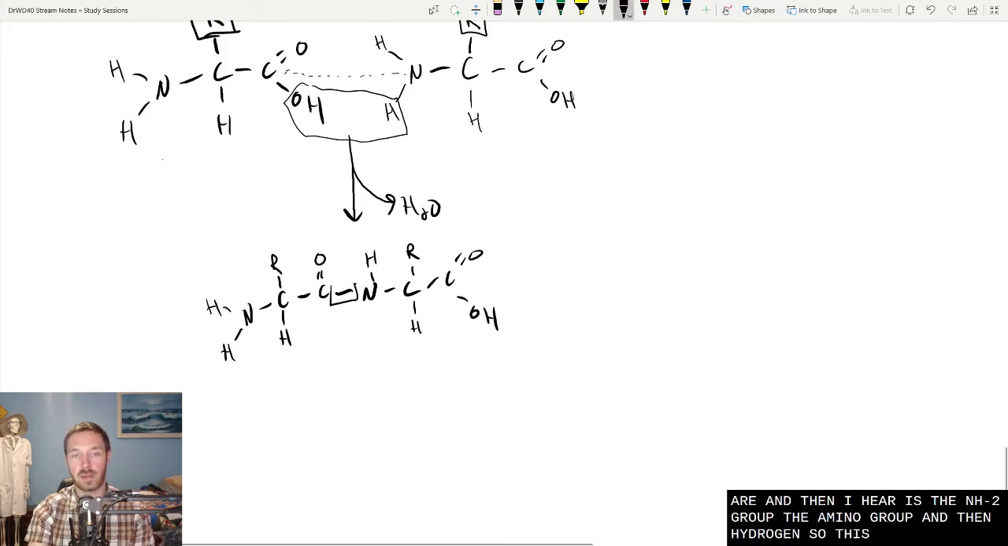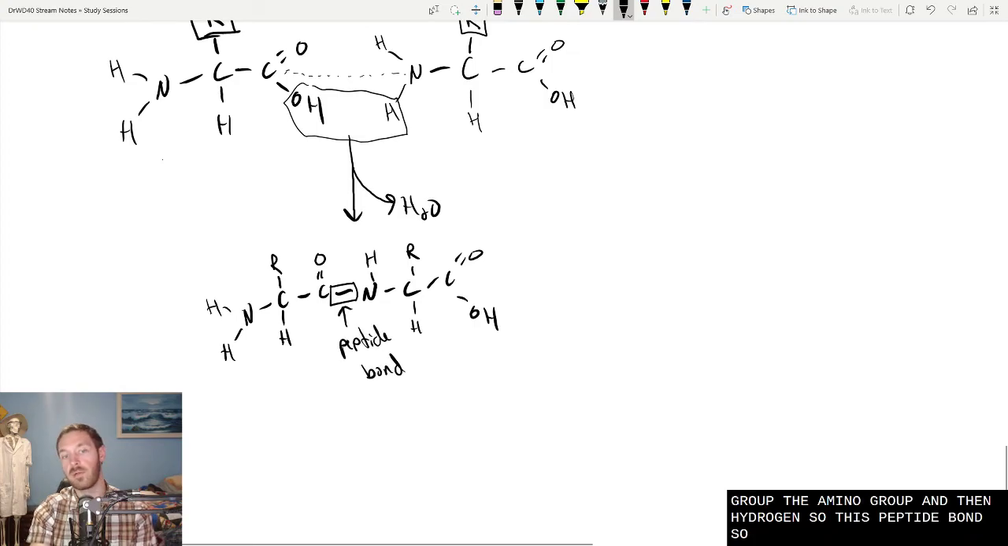So this is the peptide bond. Here we have two amino acids, one peptide bond. So a dipeptide has one peptide bond. A tripeptide has two peptide bonds.